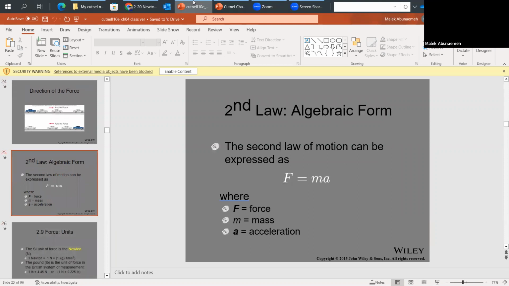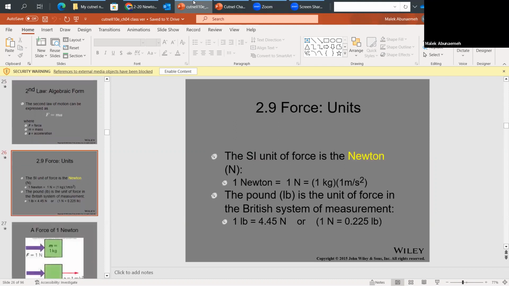Now, after there was a third video, there was another direction of the force of the video. So in algebraic form, your F equals ma, your force equals your mass times the acceleration. Your F is your force, your m is your mass, and your a is your acceleration. Now, the unit of the force is the Newton, which equals kilogram meters per second square.